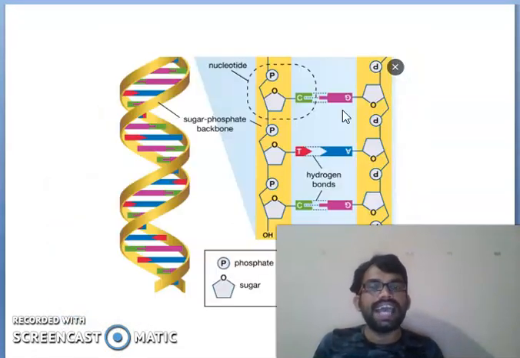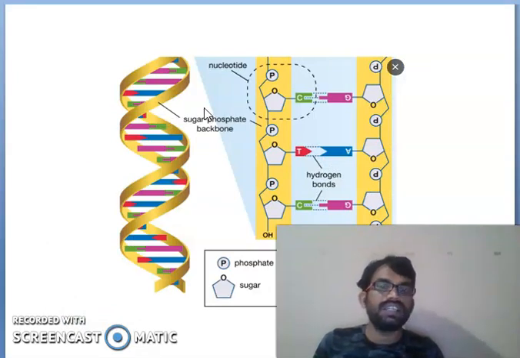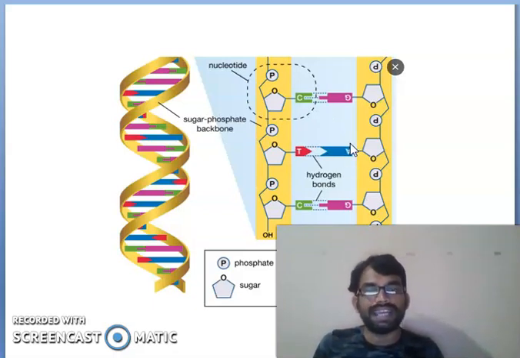Now we will see the actual skeleton of the structure of DNA molecules. You can see here one strand to another strand, what the bonds are, what the nucleotide is, the sugar-phosphate backbone and hydrogen bonds, and phosphate, sugar, adenine, the nitrogen-containing base pairs.